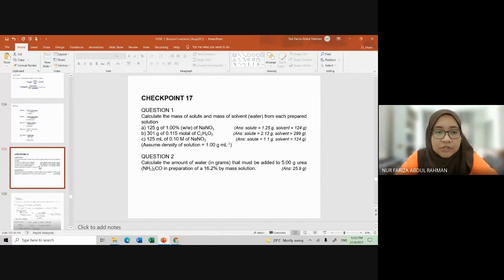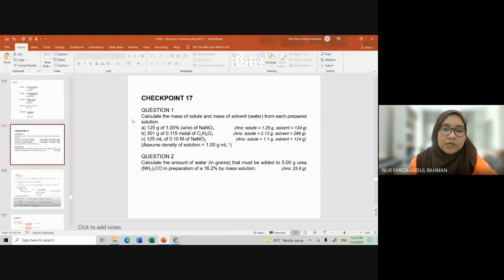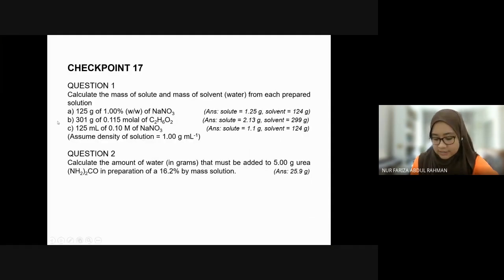So in this video, I am going to discuss the checkpoints from topic 1, especially the checkpoints from the subtopic of concentration of solution. So we have checkpoint 17 and the following checkpoints that we haven't discussed during our lecture last time. So in this video, I'm going to discuss these checkpoints.